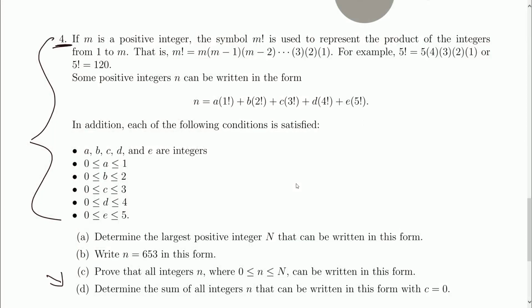Okay. If m is a positive integer, the symbol m factorial, if you're not familiar with it, is used to represent the product of integers from 1 to m. So it's m times m minus 1 times m minus 2 times m minus 3 all the way down to times 4 times 3 times 2 times 1. For example, 5 factorial is 5 times 4 times 3 times 2 times 1, which can be calculated as 120. 4 factorial is 24. 6 factorial is 720. These are numbers that I am familiar with.